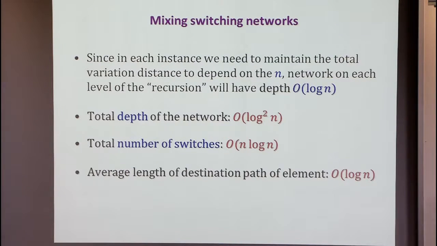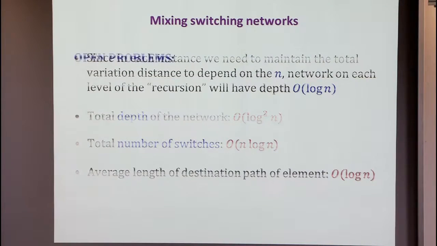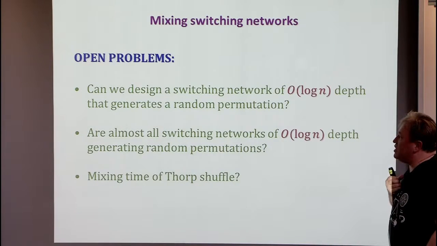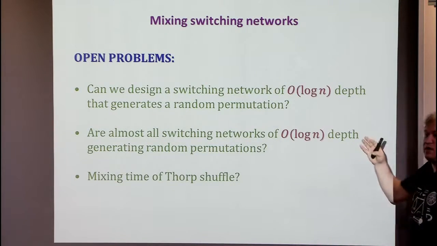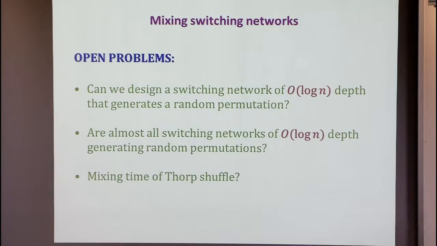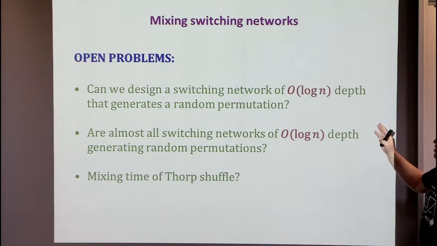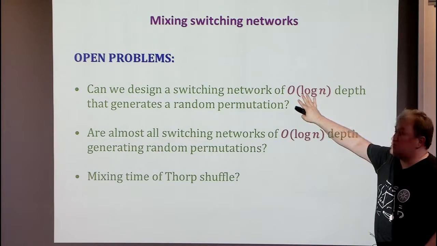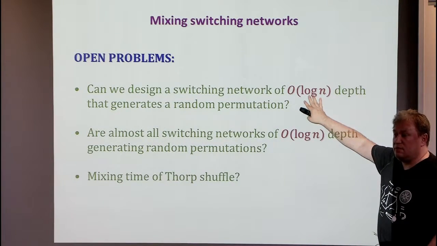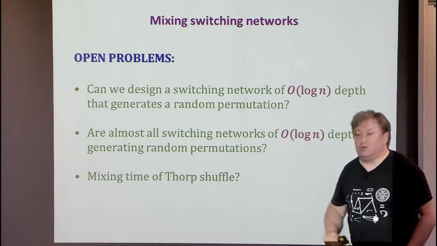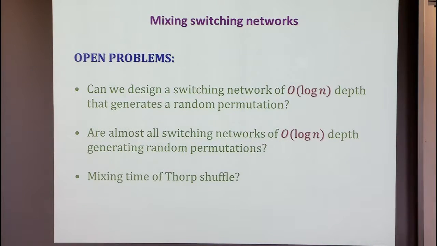So altogether you will get the result I just told you. Okay. On the last slide, my original goal was that I wanted to understand the Thorp shuffle. We have been trying to do something. All we are able to do is to handle 99% of permutations. I still don't really know how to generate a switching network of logarithmic depth. I think it's an interesting question. And I still don't really know the mixing time of the Thorp shuffle. Thank you.